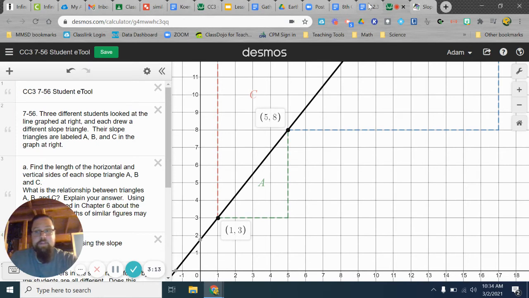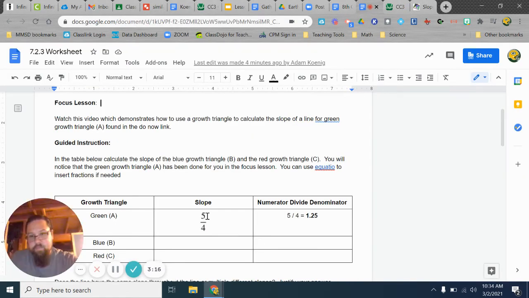Let's go back to the worksheet. Notice my slope is 5/4. Change in y, vertical change, over or divided by the change in x, horizontal change. And then I just did a little math. 5 divided by 4 actually equals 1.25, or 1 and 25/100.